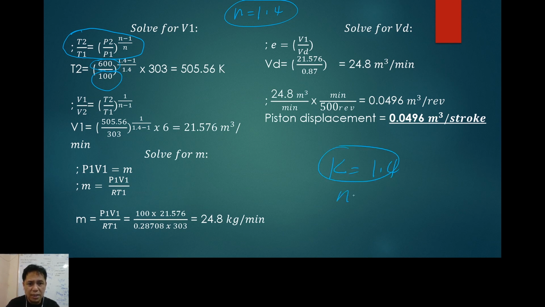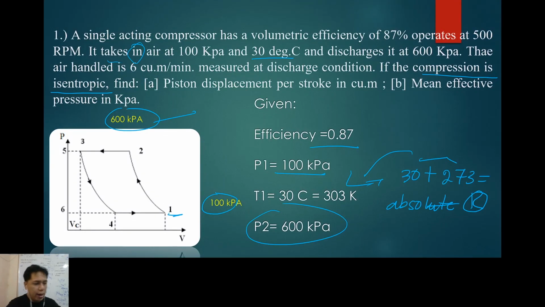Now some are using N or some are using K, no? But this is the K constant for the air, right? 1.4. So all you have to do is to substitute values, and you should multiply by T1, right? Cross multiplication with T1, so you will have this. So the temperature at point 2, which is the discharge, is 505. I told you, when the pressure goes up from 100 to 600, the temperature also goes up, no? Because that is by virtue of Charles' law. As the temperature increases, the pressure also increases.